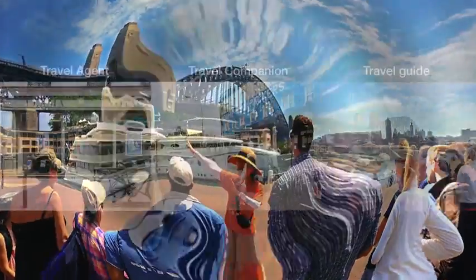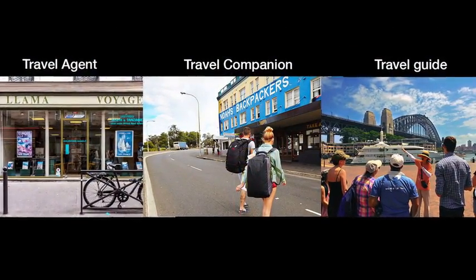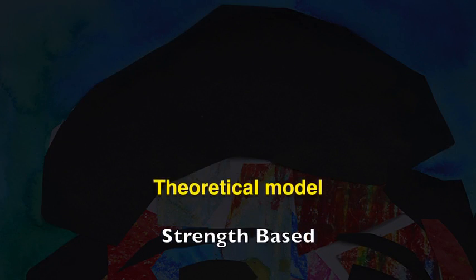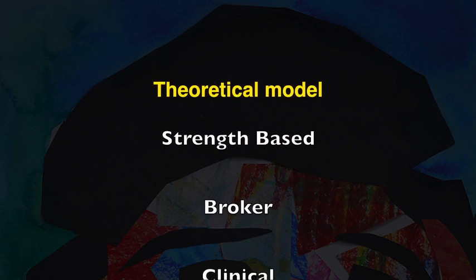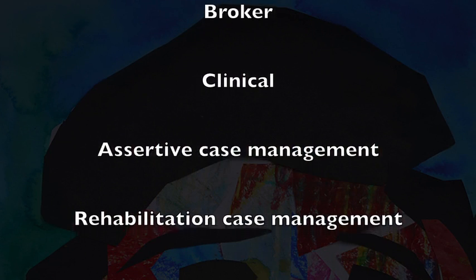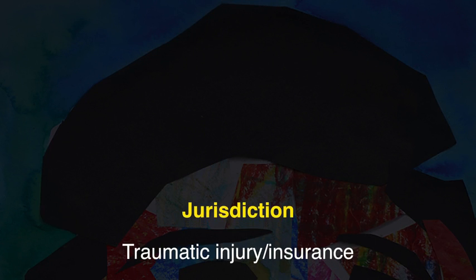Of course, in the world of case management, there is everything in between all these roles. Some of the theoretical models in case management are strengths-based, broker, clinical, assertive case management, rehabilitation case management, and there are a number of others. But what are the other factors that result in the variations in what case managers do? Well, there's the jurisdiction, the context in which the case manager operates.